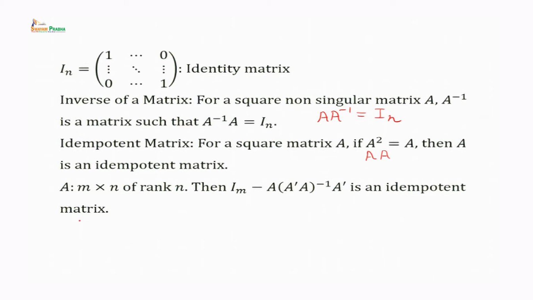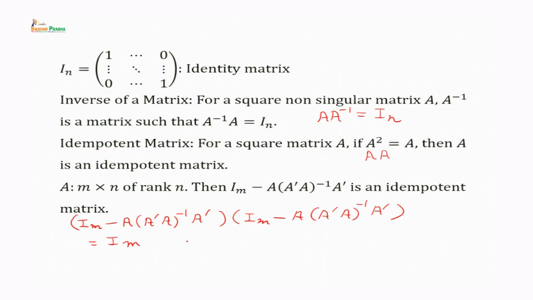Now, this result can be easily verified. You have I m minus A (A transpose A) inverse A transpose, and you multiply it by I m minus A (A transpose A) inverse A transpose. So, what do you get? I m, then minus this into I m, and then I m into this matrix. So, you get minus 2 times A (A transpose A) inverse A transpose, then plus A (A transpose A) inverse A transpose, then you have this matrix A (A transpose A) inverse A transpose.